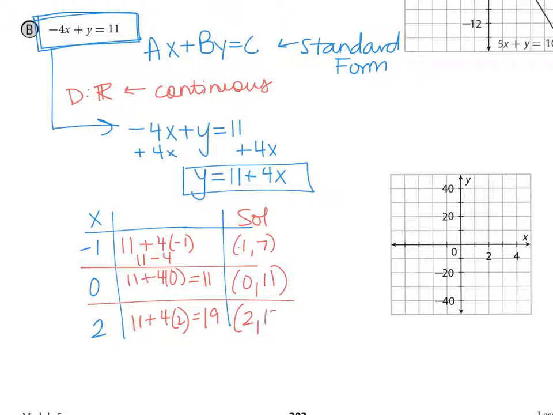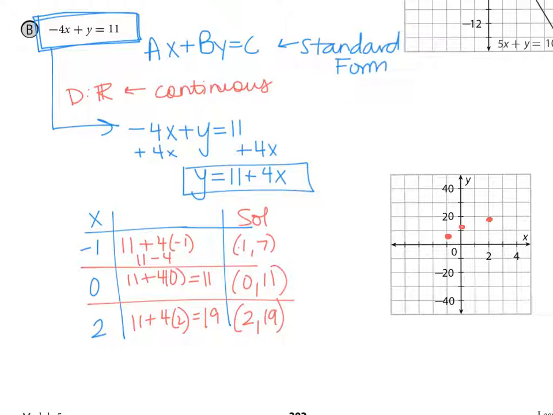So 2, 19. And then remember, because of how this is written, this should be linear when we finish graphing. So if I go ahead and plot my points, -1, 7, 0, 11, and I'm kind of having to estimate here, 2, 19.